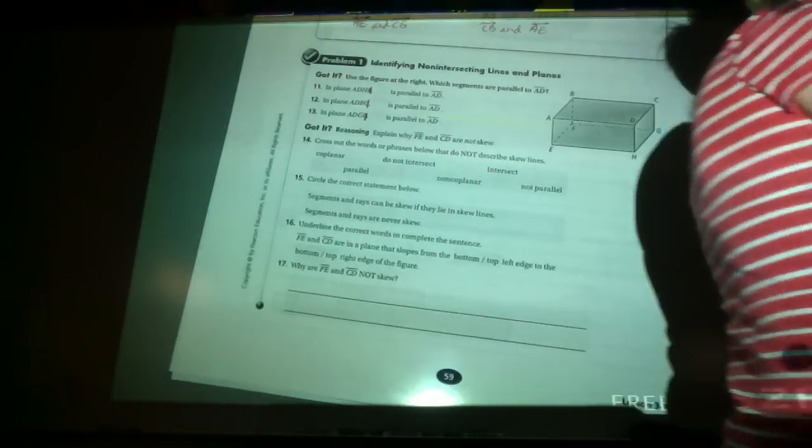Okay, so let's go ahead and talk about these. Let me cover up my answers. So the first question, let me grab my blank sheet. First question says, in plane ADH, blank is parallel to AD.